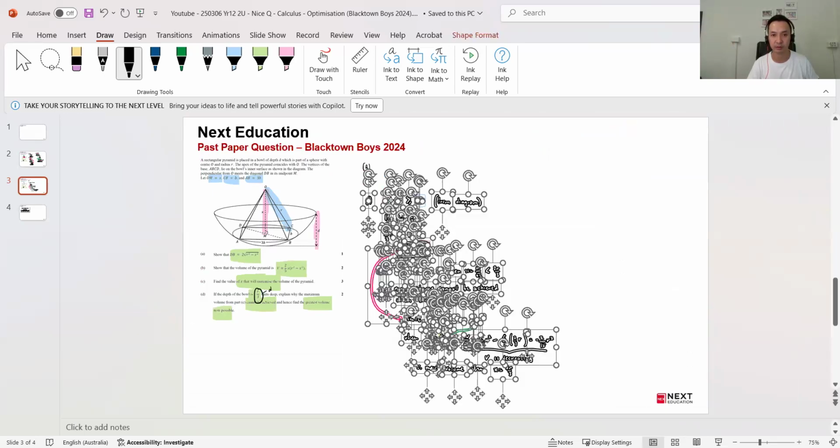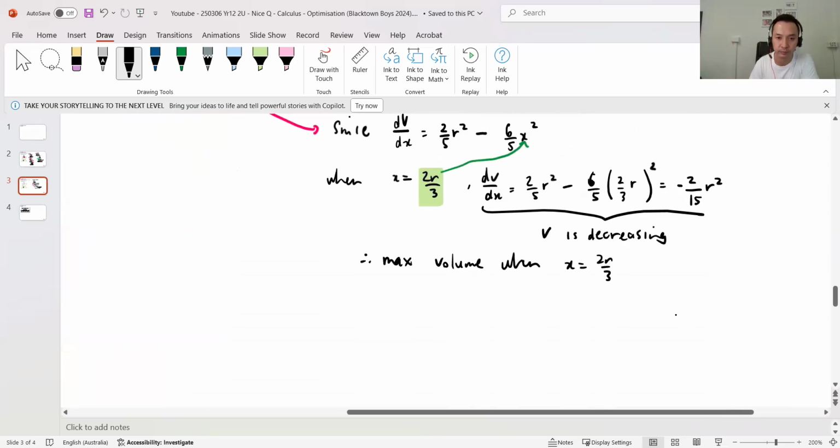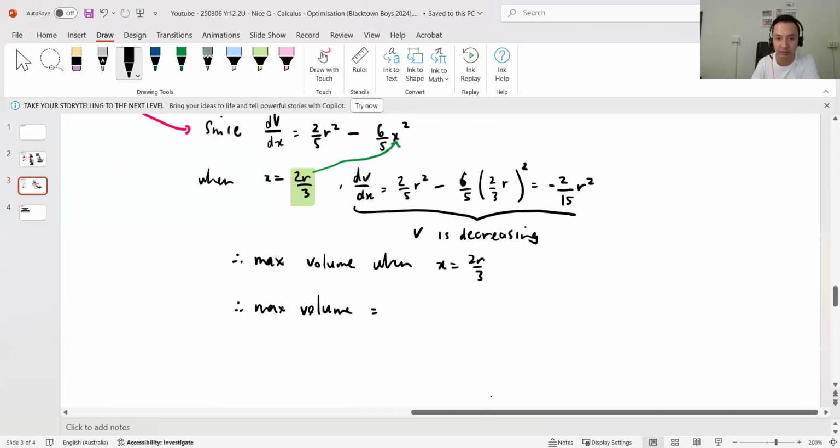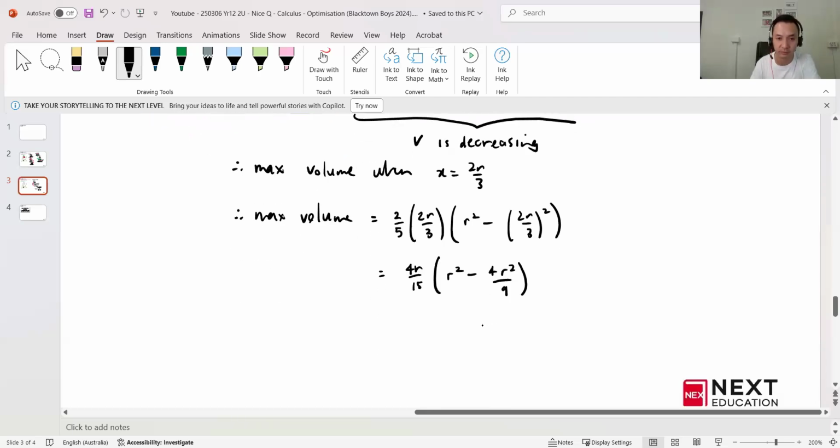Therefore, max volume equals 2 on 5 times 2r on 3 times (r squared minus x squared). Let's clean this up. So that's 4r on 15 times (r squared minus 4r squared on 9). So 1 minus 4 on 9 times 4 on 15, which is 4r cubed on 27 units cubed.